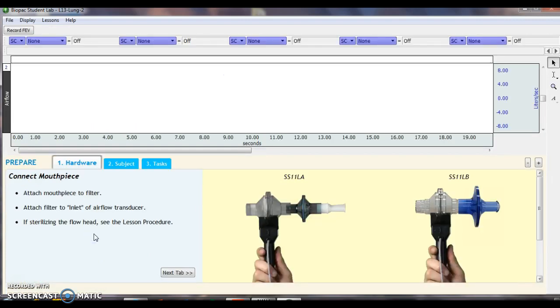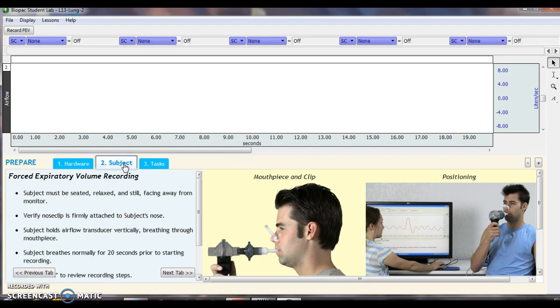So it wants you to put the filter on. We have both kinds of filters. This filter fits a lot better. We have some of these filters, they don't fit very well. The subject is going to clamp their nose. We could just hold our noses with our fingers. We do have some of these neat, uncomfortable nose clips, but it's important that you have your nose blocked.